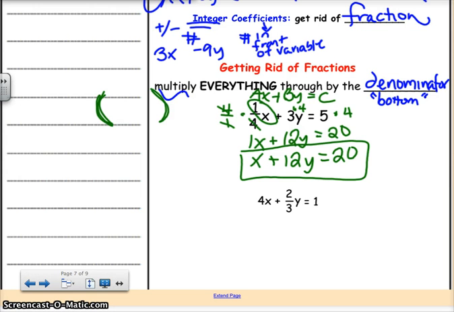Next: 4x plus 2/3 y equals 1. What do I need to multiply through by? Say it out loud. 3. Am I going to be able to multiply everything by 3? Yes. So times 3, times 3, times 3. Do not turn this into 6. The 3's cancel out. You're only left with the numerator. So 3 times 4 is 12x, plus what's left is 2y equals 3. Done.